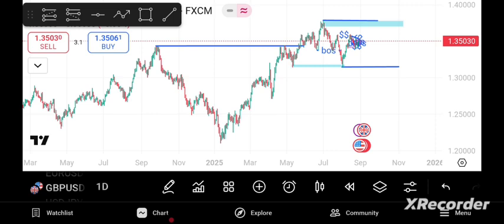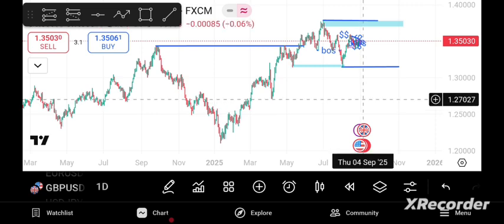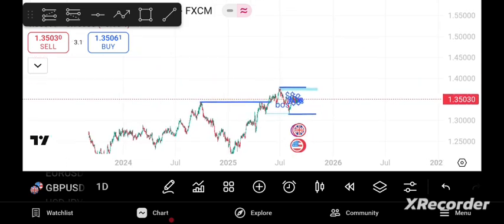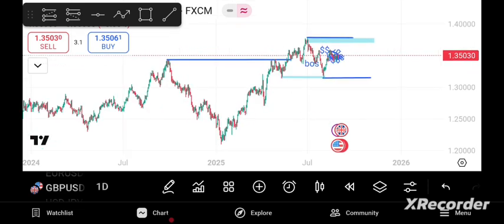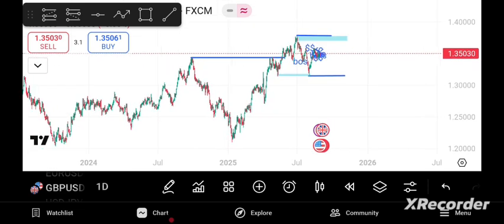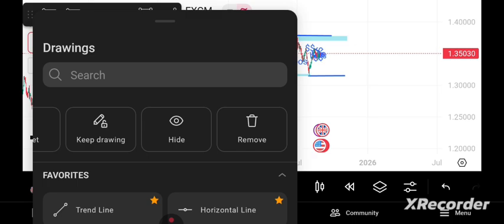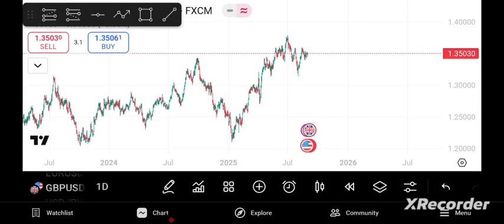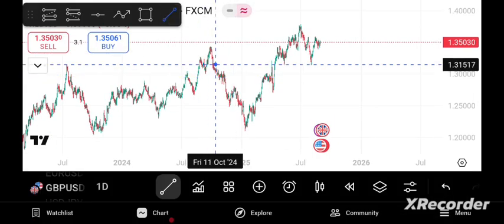Today is Sunday, so we are going to be doing this weekly analysis for GBPUSD, and let's see what to expect for next week. So, let's start with the daily time frame. On the daily time frame, we have this. What do we find in the daily time frame?